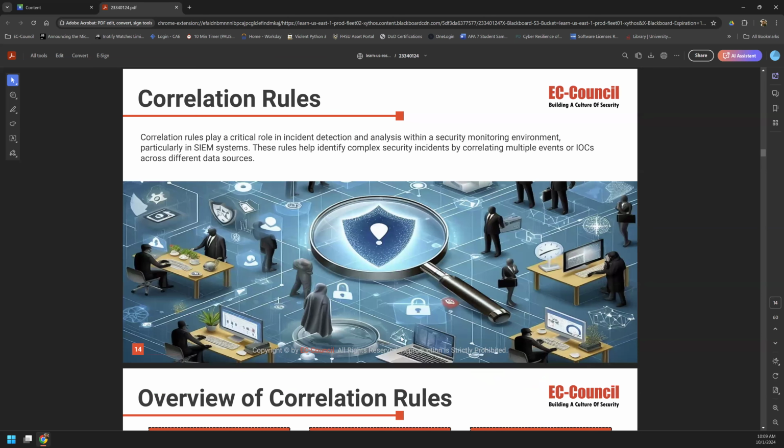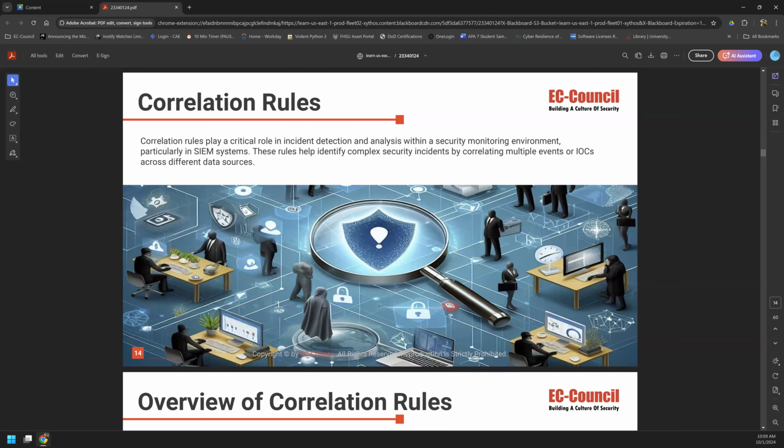All right. So correlation rules are going to play a critical role in incident detection and analysis within a security monitoring environment, particularly within the SIEM. These rules help identify complex security incidents by correlating multiple events or IOCs, indicators of compromise, across different data sources.